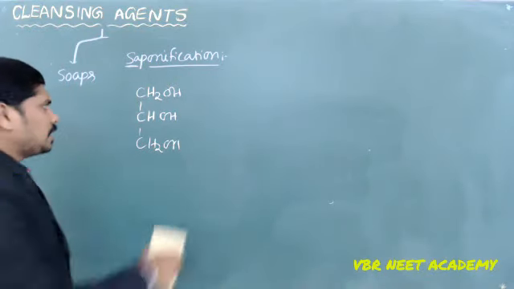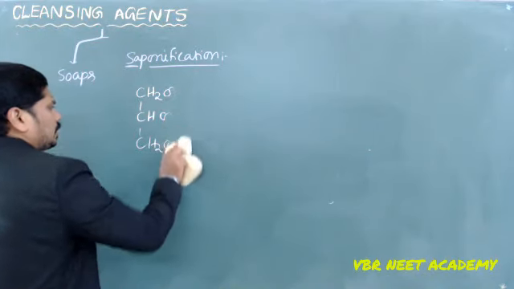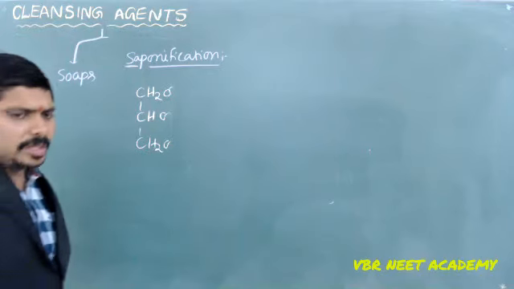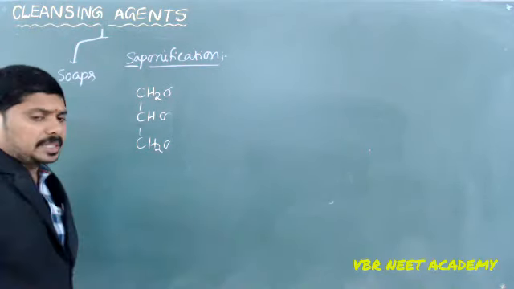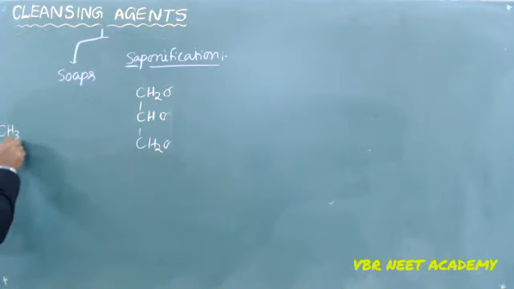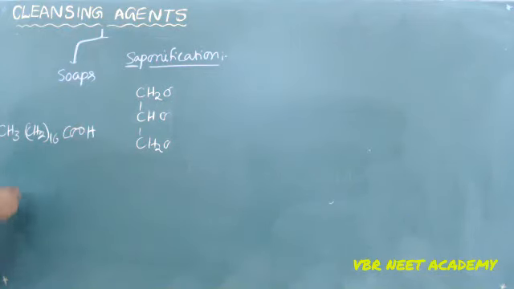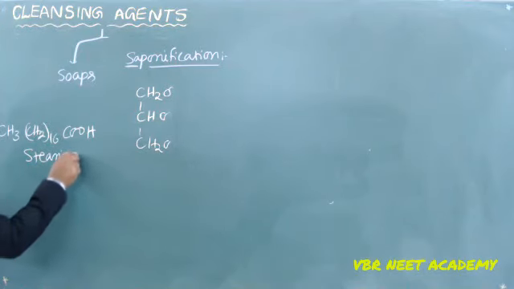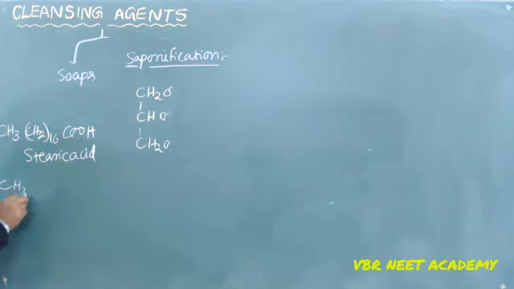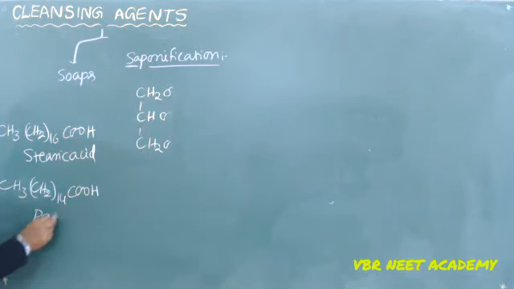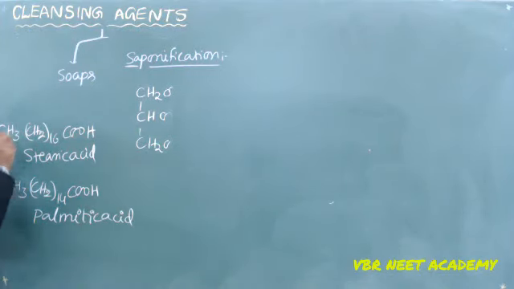This is called glycerol, and this glycerol forms an ester with an acid. Usually you can have stearic acid or palmitic acid. Stearic acid comprises a total of 18 carbons, CH3-(CH2)16-COOH. Palmitic acid has 16 carbons. This is stearic acid, and this is palmitic acid. We can take any of them for making the ester with glycerol.